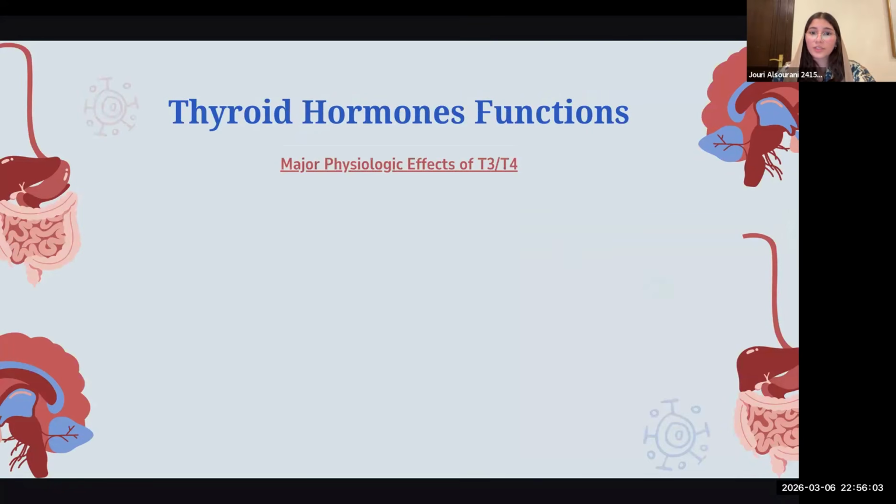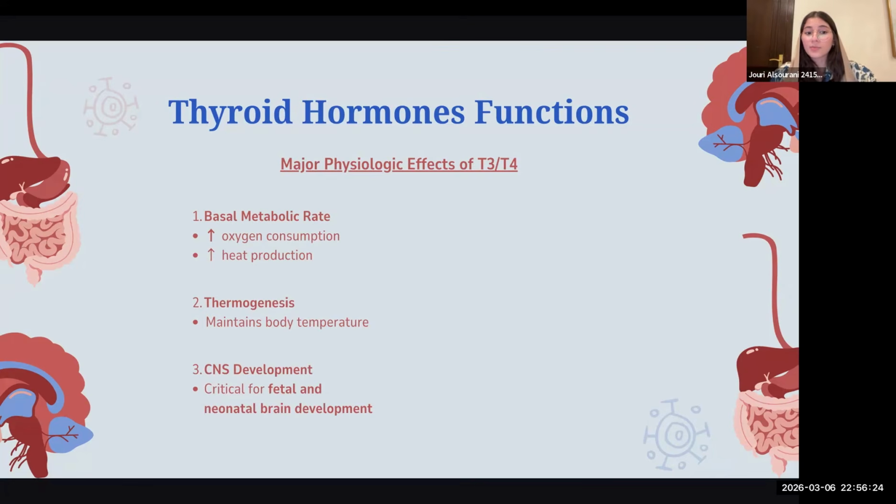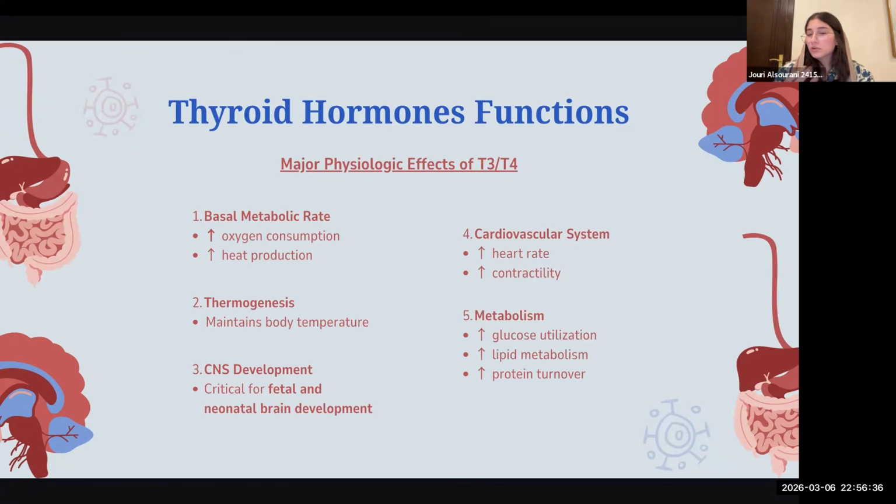Okay, so the functions of the thyroid hormones. The thyroid hormones, T3 and T4, have major physiological effects. Okay, they have many different effects. Firstly, it has to do with the BMR, basal metabolic rate, increase of oxygen consumption, heat production. It helps maintain the body temperature. It is very important for CNS development, so the brain development in fetals and neonates. It has to do with the cardiovascular system as well. It increases heart rate and contractility. Also metabolism, glucose utilization, lipid metabolism, protein turnover. I'm not sure how important this is, honestly, but when you cover the thyroid, you'll learn more about this.